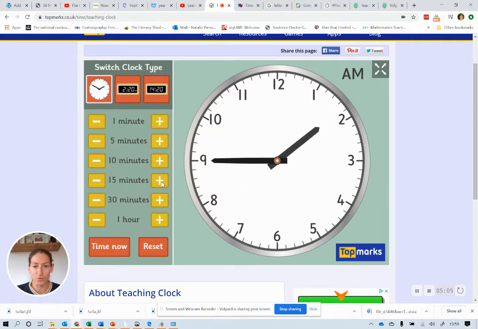We've now travelled 1, 2, 3 quarters of the way round the clock. But we're not going to say 1:15, are we? Because that sounds silly. We've only got 1 little quarter left to go until it gets to 2 o'clock. So now we say it's quarter to 2, and it's quarter to 2 in this case.